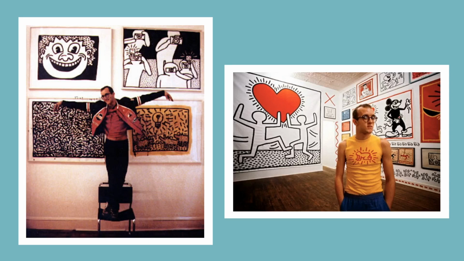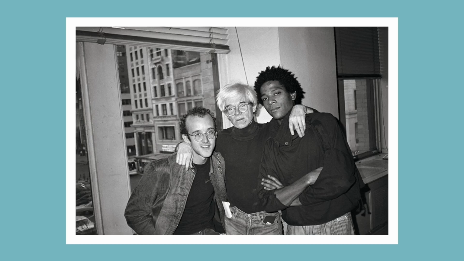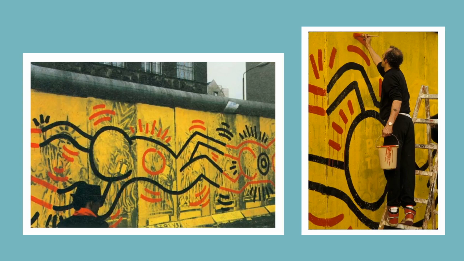By the mid-1980s, Haring had amassed a large international audience and appreciation for his art. Living in the East Village in New York City, he had a large social circle, including other artist friends such as Andy Warhol and Jean-Michel Basquiat, who he frequently worked with. He began working on large murals all over the world, including one on the Berlin Wall in 1986. He painted linked figures in the colors of the German flag to represent unity between Eastern and Western Germany.